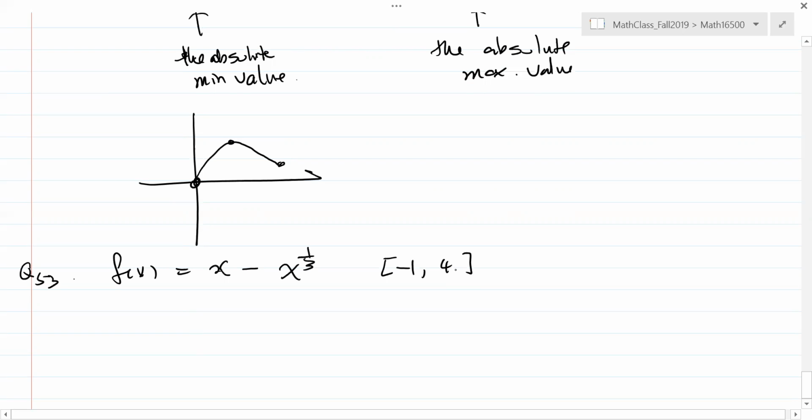So this function, first ask yourself, is the function differentiable everywhere inside the interval? I'm not talking about the endpoints.